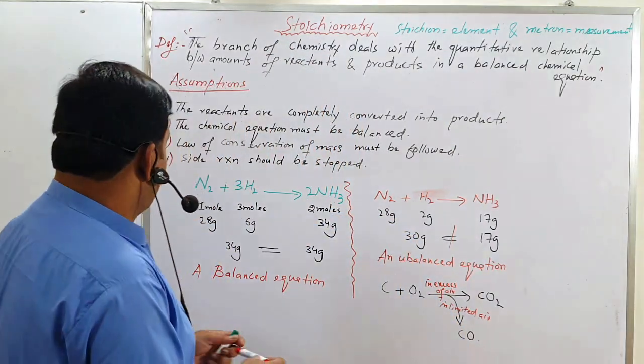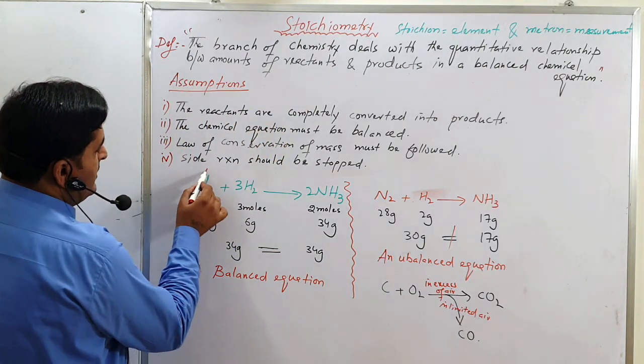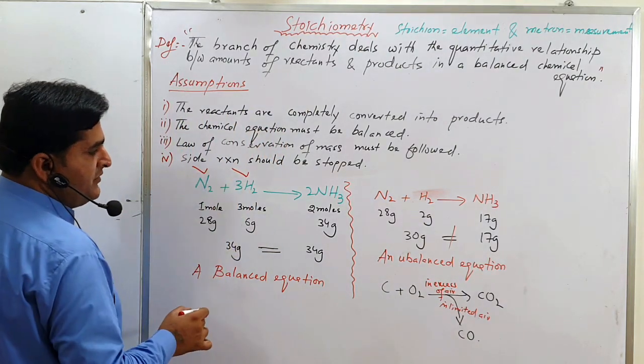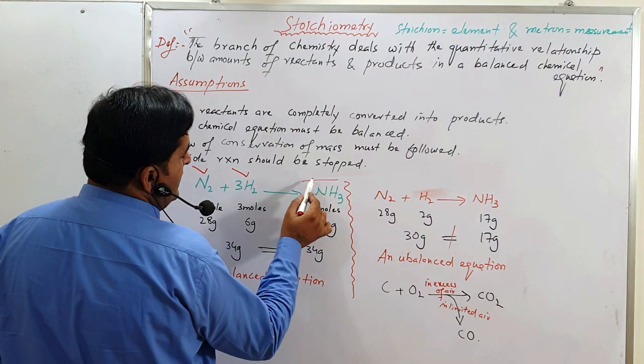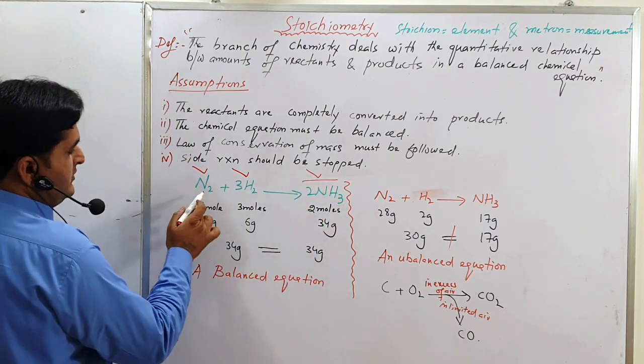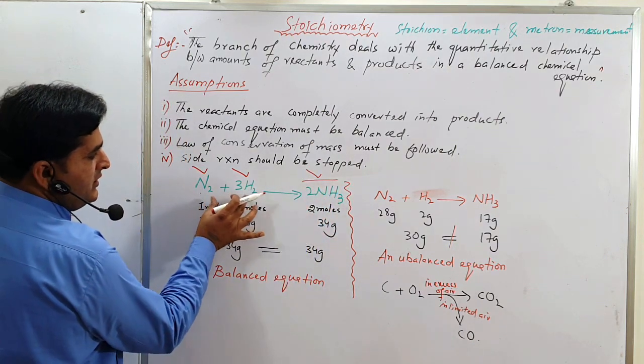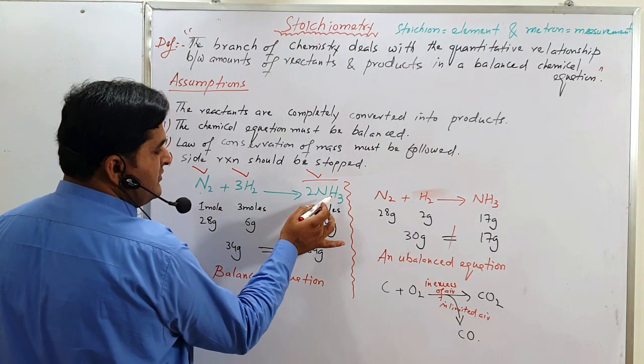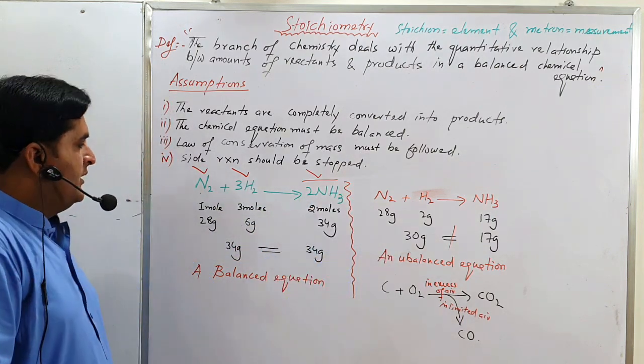So here nitrogen and hydrogen are the reactants and this ammonia molecule is the product. These are the reactants, the starting material, and ammonia is the product. This is the resulting material.